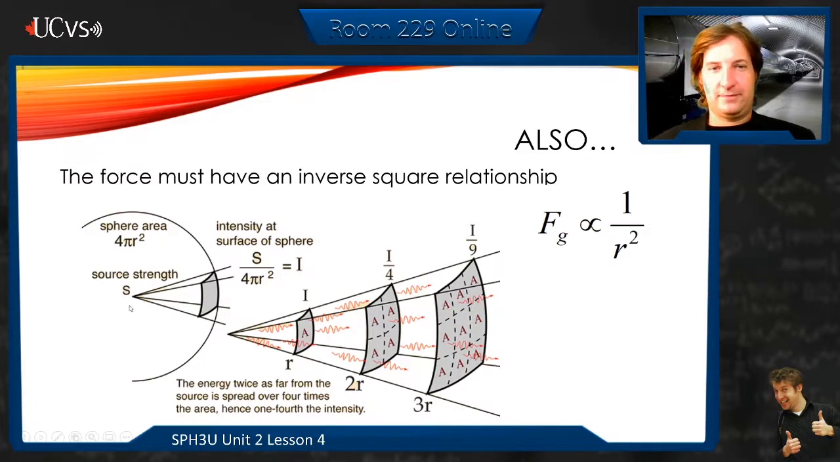So let's say there's a certain amount of stuff coming out from the source. At r, it's going through some little area here, and the intensity, how strong it is at r, is going to be equal to how much there is divided by 4 pi r squared. Now, if I double the distance, I double r, which will quadruple the area. I have one area, now I have 4 areas. When I double the distance, I quadruple the area. I stretch it by a factor of 4, which reduces the intensity by a factor of 4.